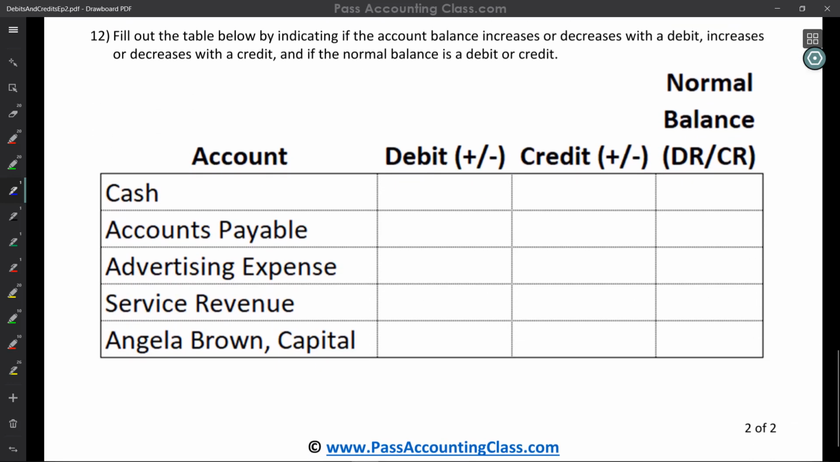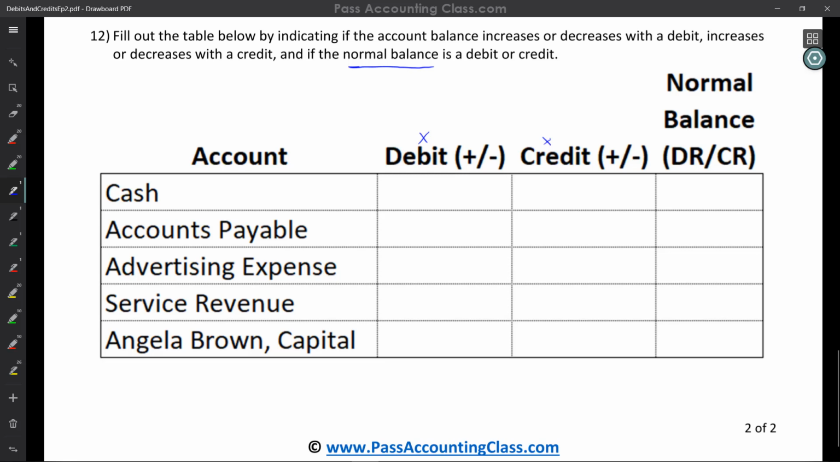And for the final question, it states, fill out the table below by indicating if the account balance increases or decreases with a debit, increases or decreases with a credit, and if the normal balance is a debit or a credit. So anytime you see a question like this, when you're asked to determine the normal balance, it's always going to be what increases the account. So depending on what you answer in the first column, debit, or the second column, credit, wherever the plus symbol is, that is going to mirror your normal balance column.